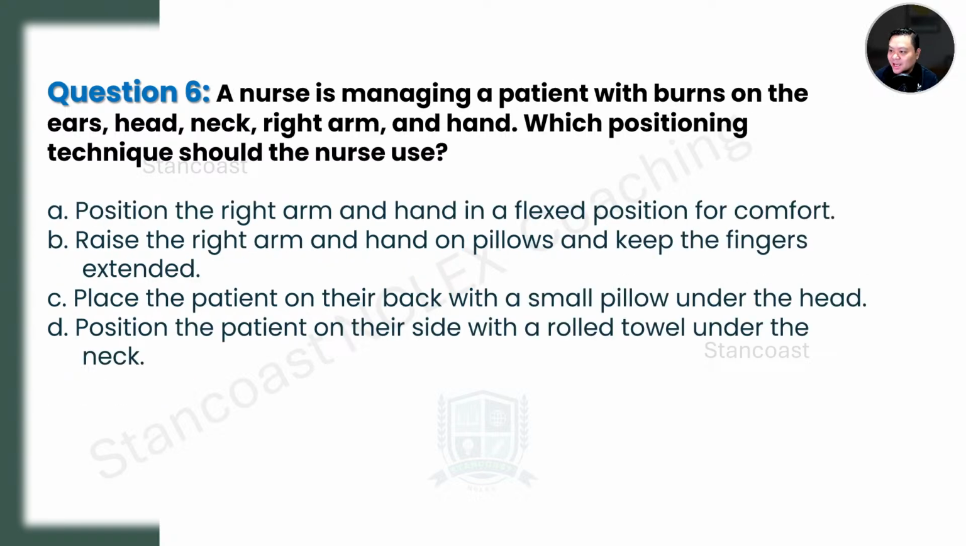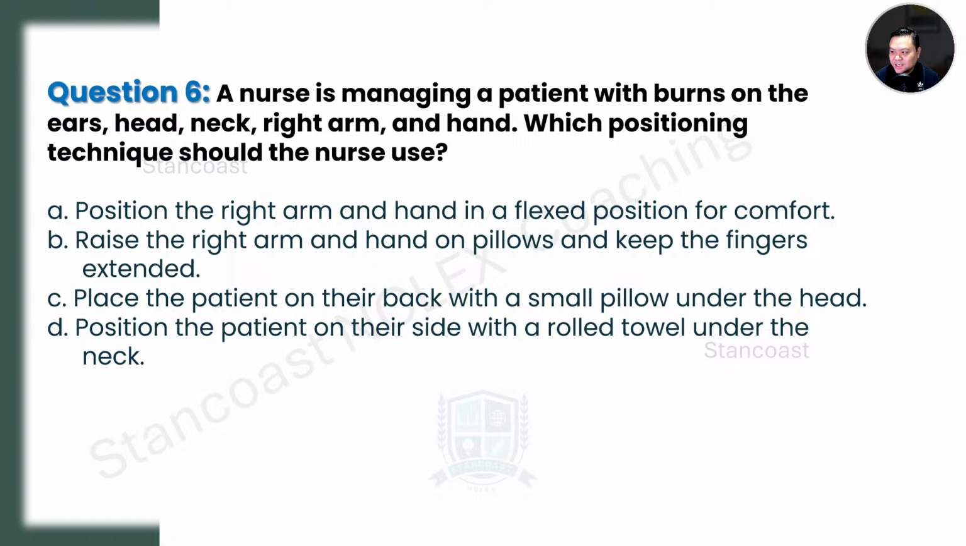A nurse is managing a patient with burns on the ears, head, neck, right arm and hand. Which positioning technique should the nurse use? A, position the right arm and hand in a flexed position for comfort. B, raise the arm and hand on pillows and keep the fingers extended. C, place the patient on their back with a small pillow under the head. And D, position the patient on their side with a rolled towel under the neck.